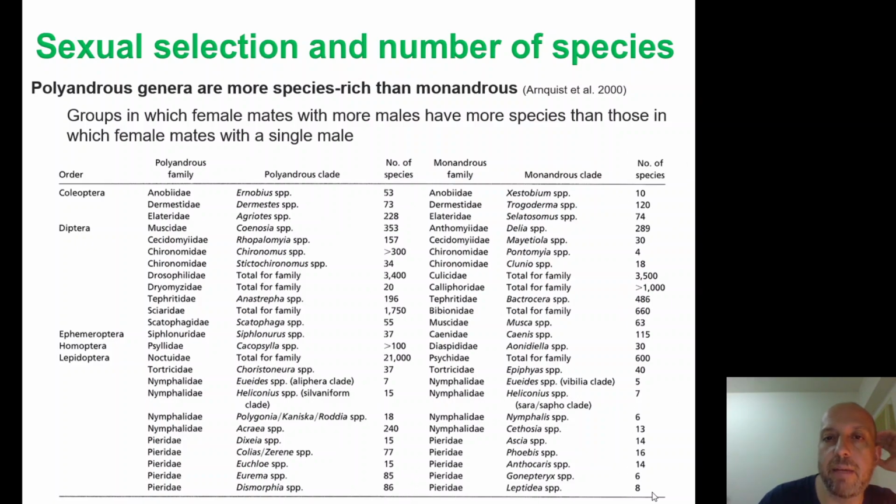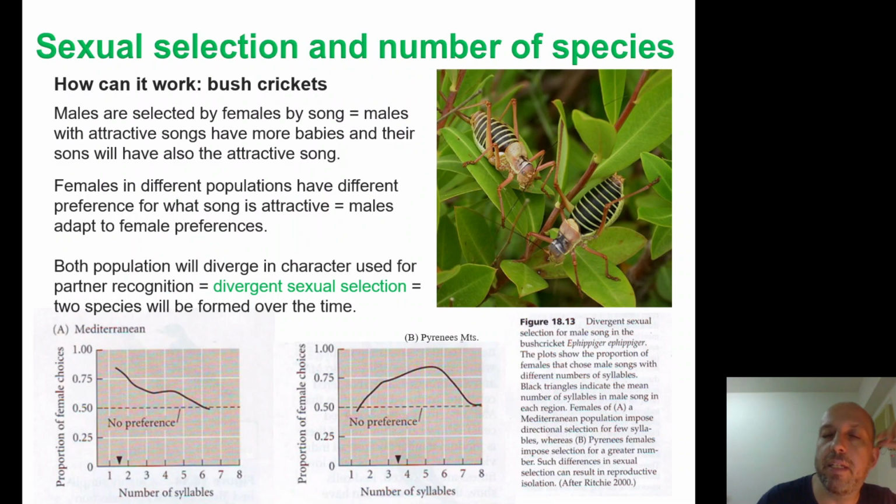So there's definitely some connection between whether there is selection, whether there is a sexual conflict, and the number of species. How can it work? Why is it like that, right?